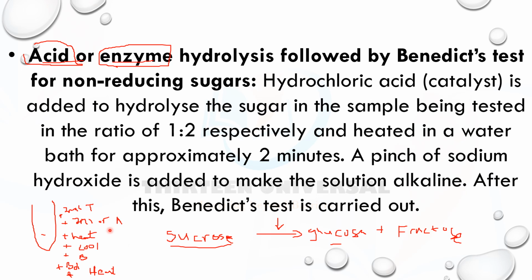Like I told you, if reducing sugar is present, all right, the blue color of Benedict will change to either green, yellow, orange, or brick red, just like the Benedict test, okay. So after this Benedict test is carried out, the same result is gotten. If it is present, it will turn from blue to green or yellow or orange or brick red. But if it is not present, it will remain blue, okay.